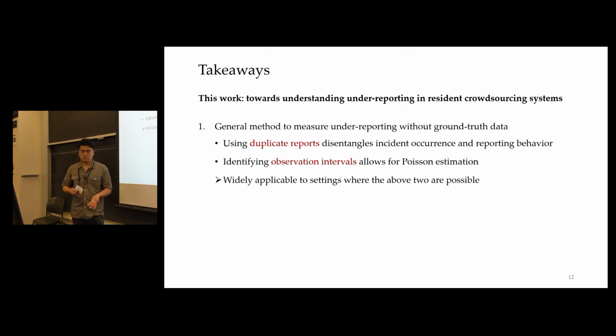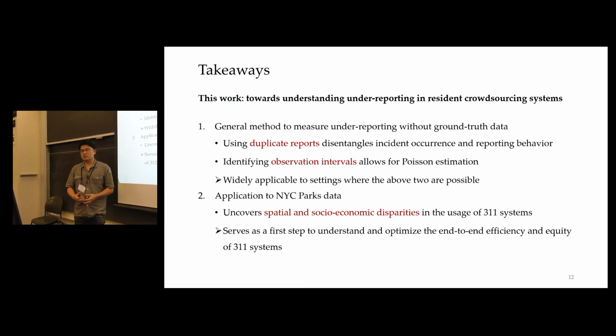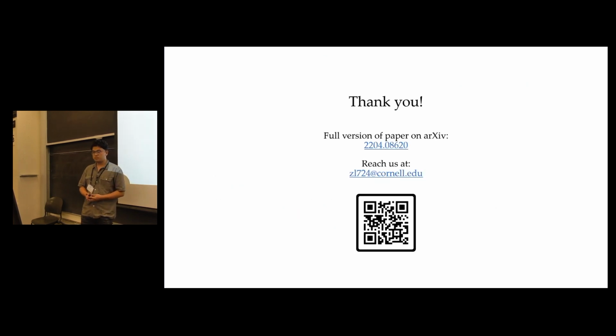So maybe software bug reporting also falls into this category. We also do an application to the New York City Parks Department data, and we uncovered a lot of spatial and socioeconomic disparities. And this likely serves as a very first step to understand and optimize the end-to-end efficiency and equity of 311 systems. Okay, so I'm going to put the link to the full version of the paper here, and I'm happy to take questions.